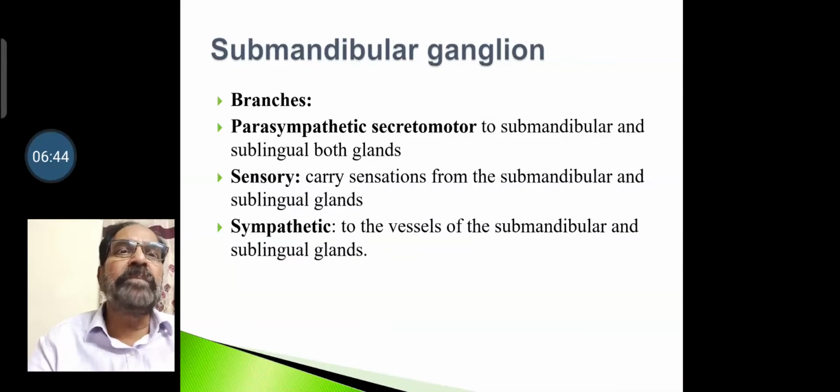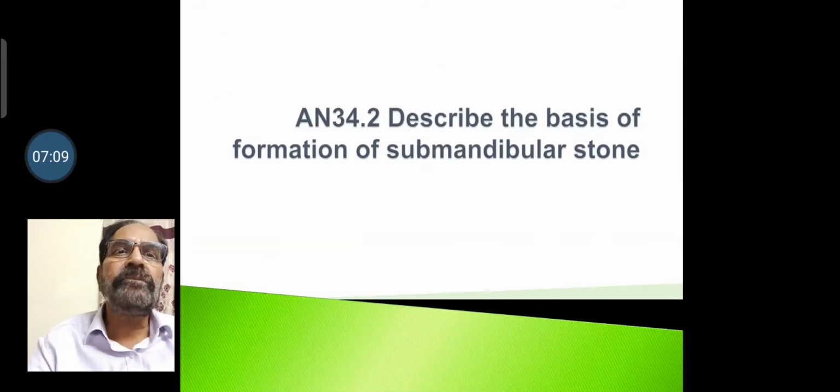The branches of submandibular ganglion, parasympathetic secretomotor, are given to submandibular and sublingual glands. Sensory carry sensation from submandibular and sublingual glands. Sympathetic to the vessels of submandibular and sublingual glands. Then we will go on to study another competency.